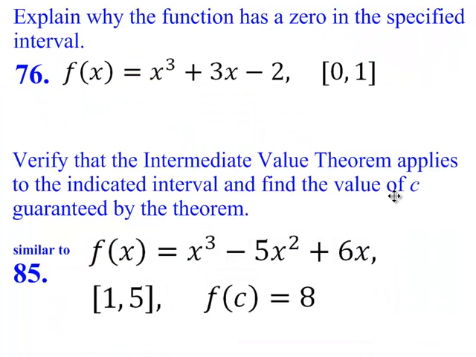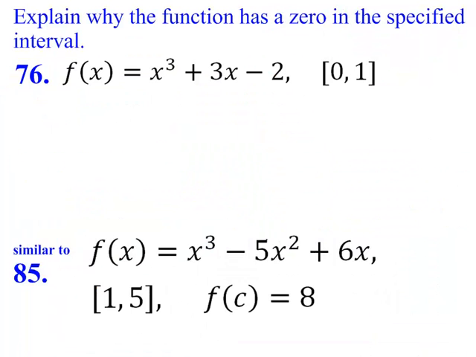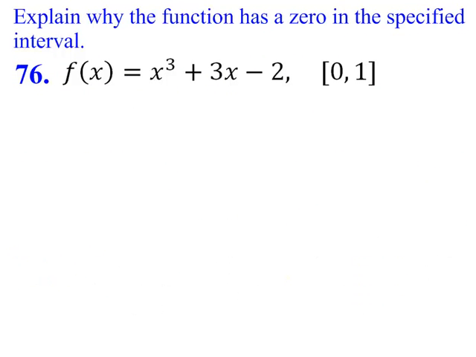So, all right, let's go ahead and look at these exercises here. And this first exercise wants us to explain why the function has a 0 in the specified interval. So here's a function f of x given to us. It's a cubic function. And we need to guarantee that it has a 0, aka, remember, a 0 is another word for an x-intercept.